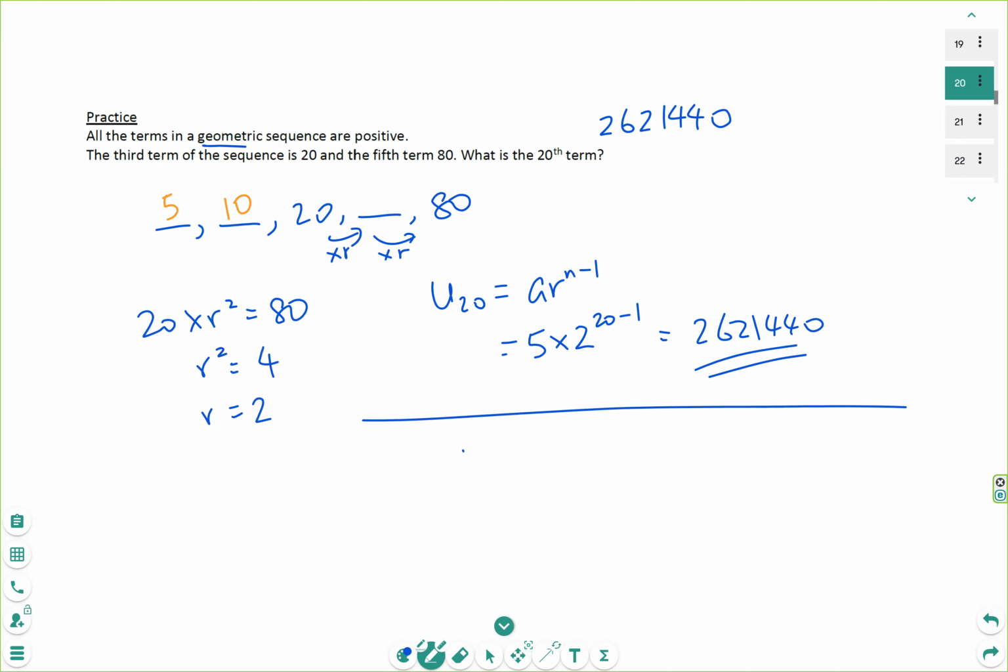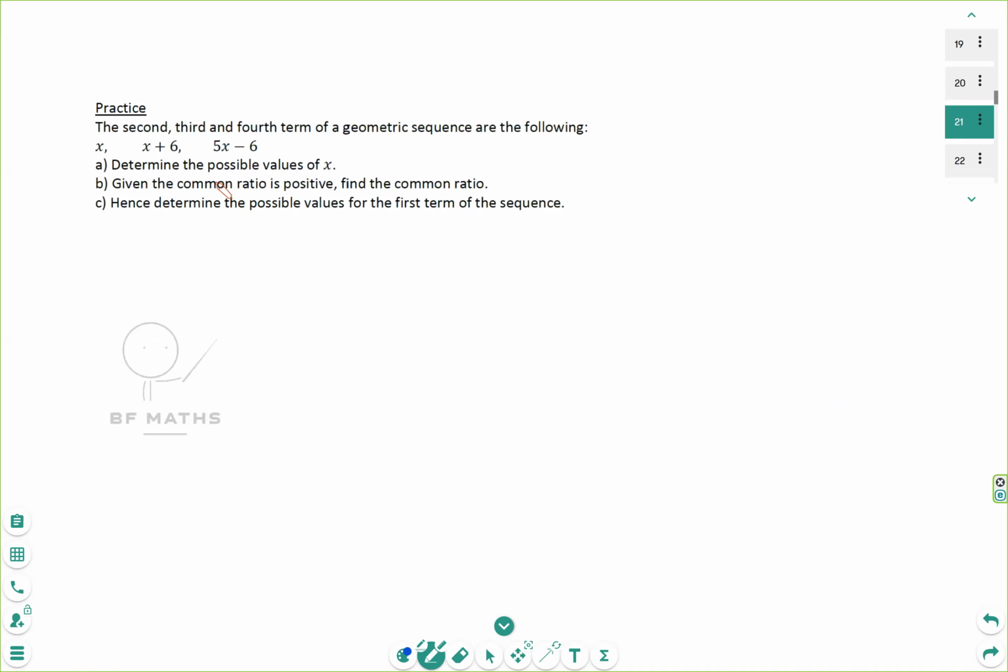If you do want to use the formula method, you can. I'm just going to show you in here. I'm not going to go through why. So ar to the power of 4 equals 80, and ar squared equals 20. Divide that, you get r squared equals 4. Same thing. Okay, right. Another practice question.